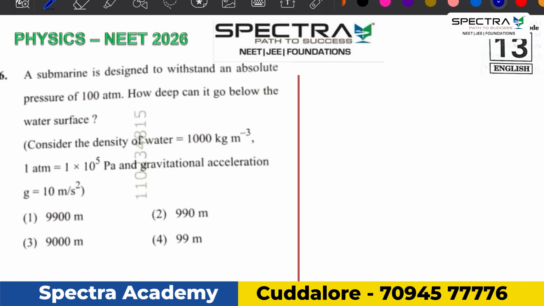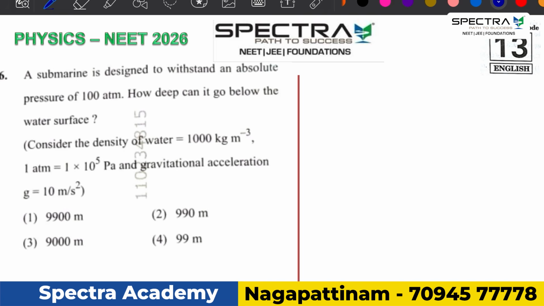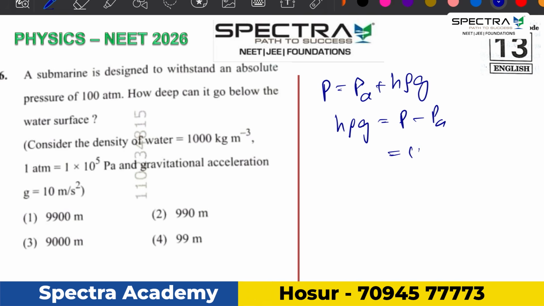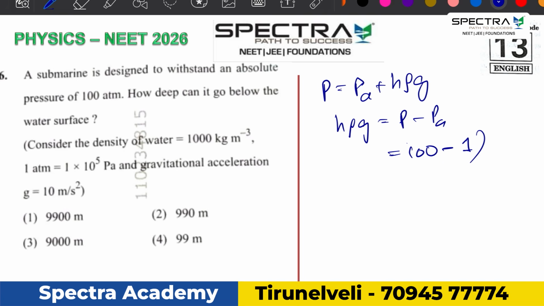Now question number 6. A submarine withstands an absolute pressure. Absolute pressure means total pressure. Total pressure is equal to atmospheric pressure plus what? Hρg. So it is very clear, hρg is equal to P minus atmospheric pressure. So P is 100, minus atmospheric pressure, which is 1 atm. 100 minus 1 atm. Atm we have to convert into Pascal, students.